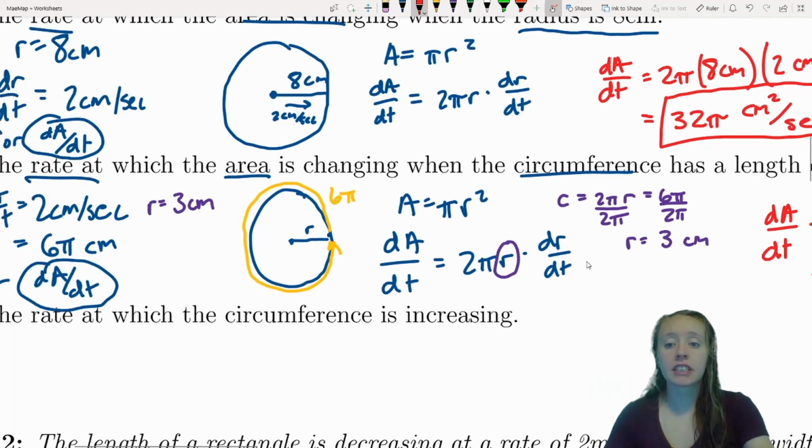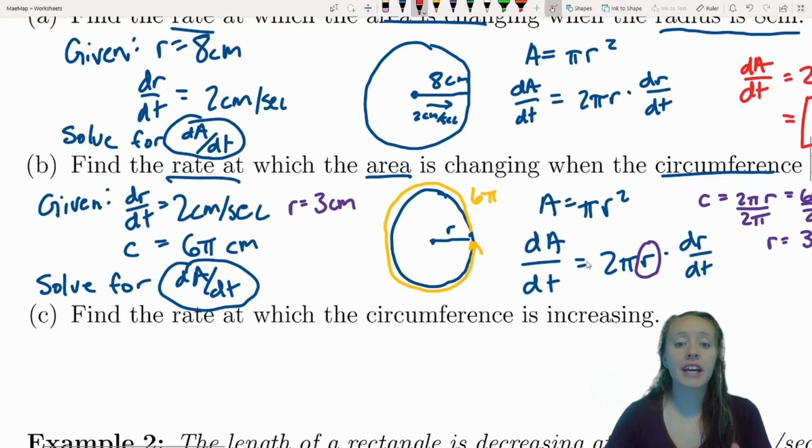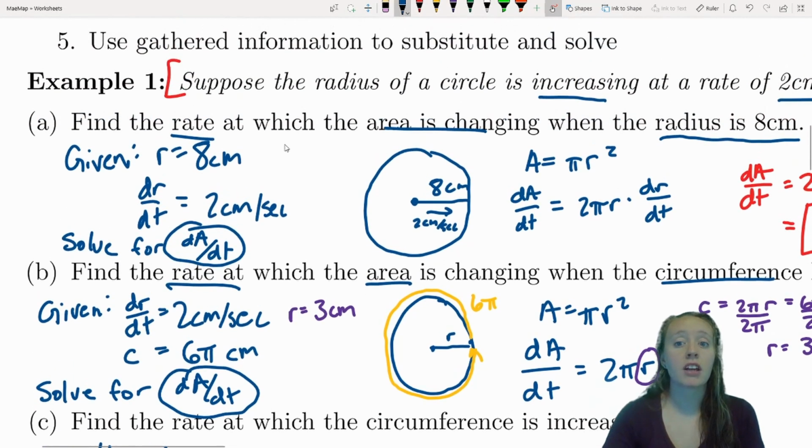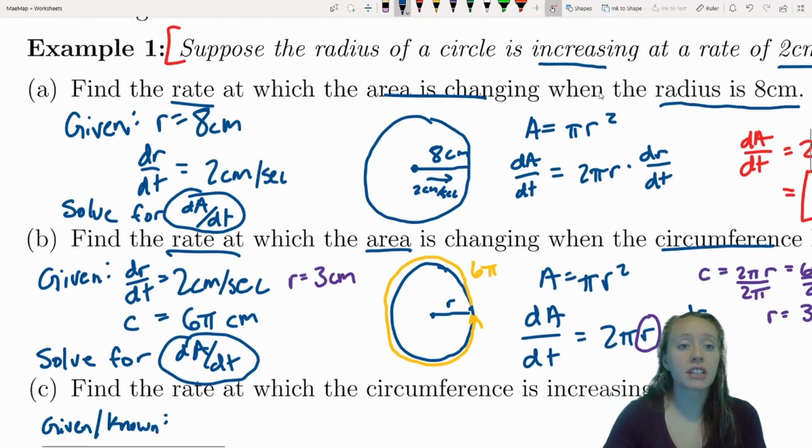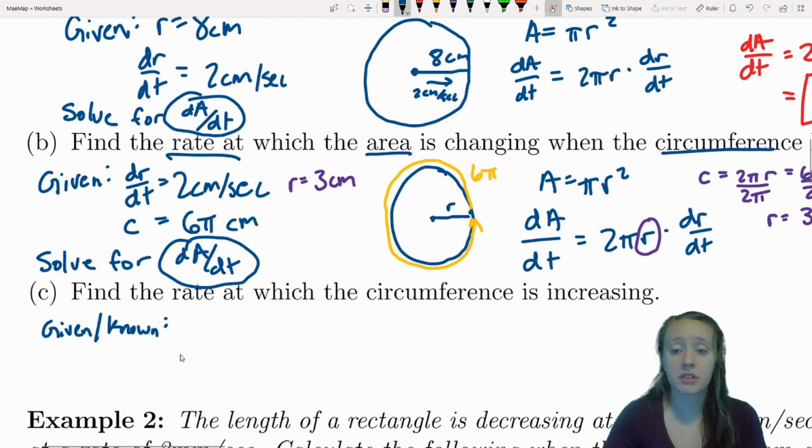Now lastly, for example 1, we're going to find the rate at which the circumference is increasing. So writing down our knowns, or our given information, what's known is, well, back from that very beginning, the radius of a circle is increasing at a rate of 2 centimeters per second. So I know my dr dt is a positive 2 centimeters per second. And there's nothing else given for my problem in part C.